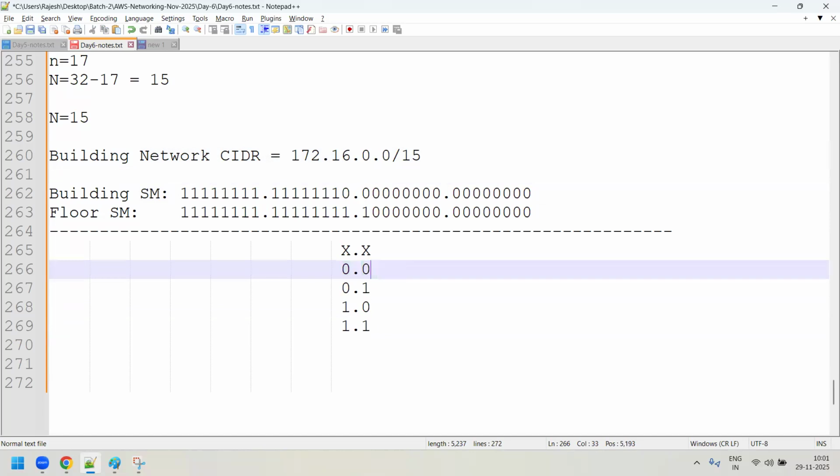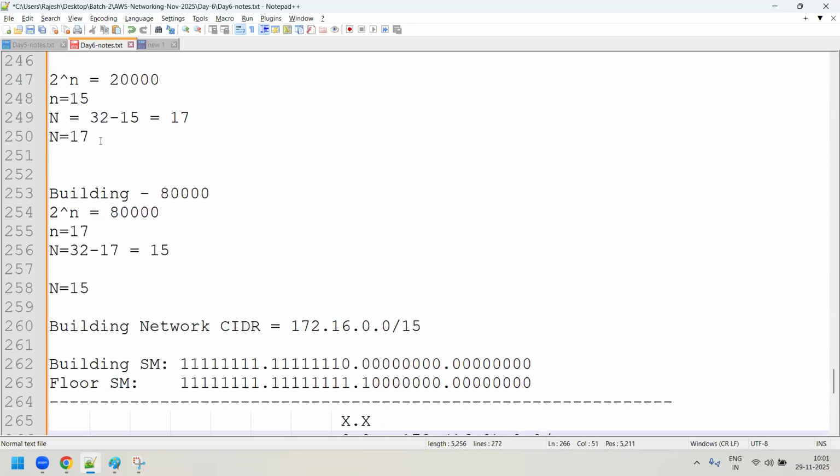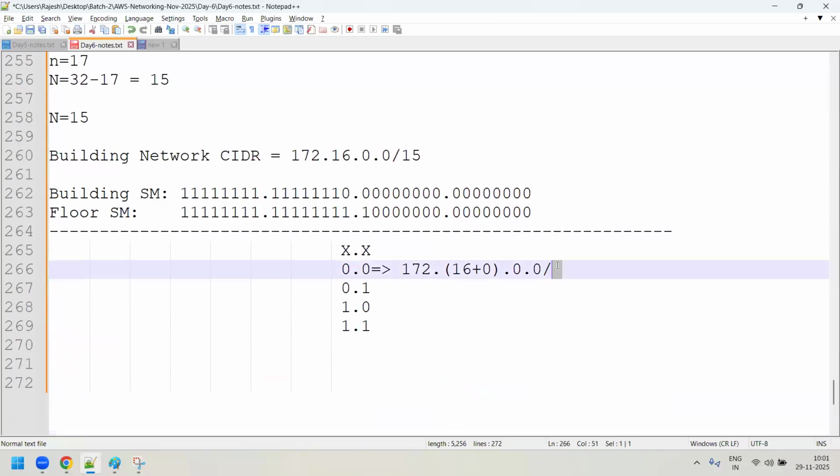Now, how are we going to come up with the addresses? This one is 172, right? You write it as it is, 172 dot 16 of X. So here it is 0 only, the first value is 0 only. You consider it as a 0 only. 0 dot, and for this one also the first value is 0 only, so 0.0 slash 17, because it's each floor, and each floor has the value 17, so we just say slash 17.